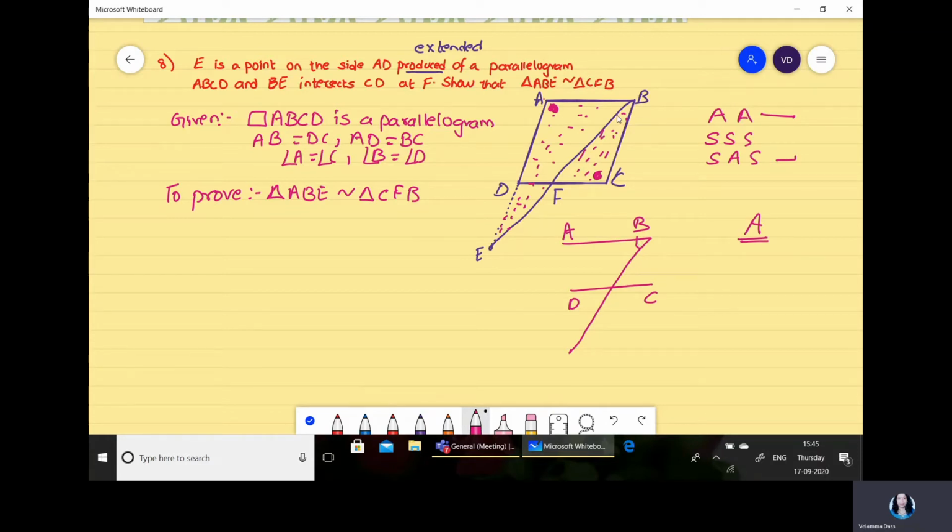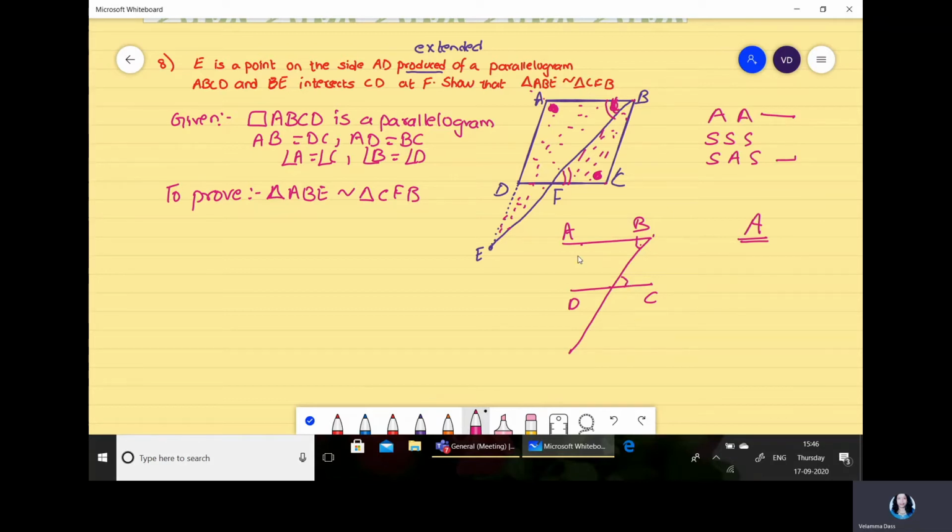Similarly here, I can also take angle CFB. If I take AB, I get this angle equal to this angle. That is, angle ABE is congruent to, that is equal to, angle CFB. So here we can find that if I take AB parallel to CD and BE as a transversal, we get alternate angles, that is angle ABE and angle CFB. These two angles are equal.